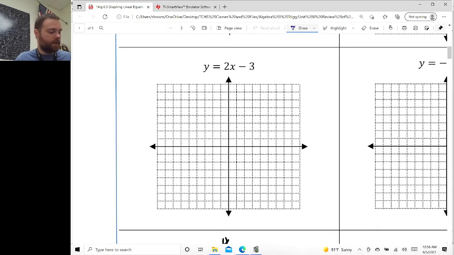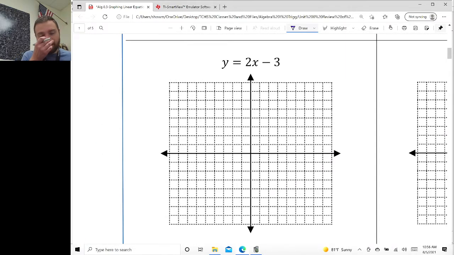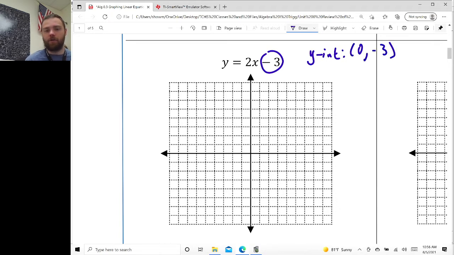Okay, so we got y equals 2x minus 3. So I've got a y-intercept here. My y-intercept, remember that negative comes along with it. So this is 0, negative 3. That's the coordinate. And start with that. And keep this color because I like it. And then my slope is going to be the coefficient on x.